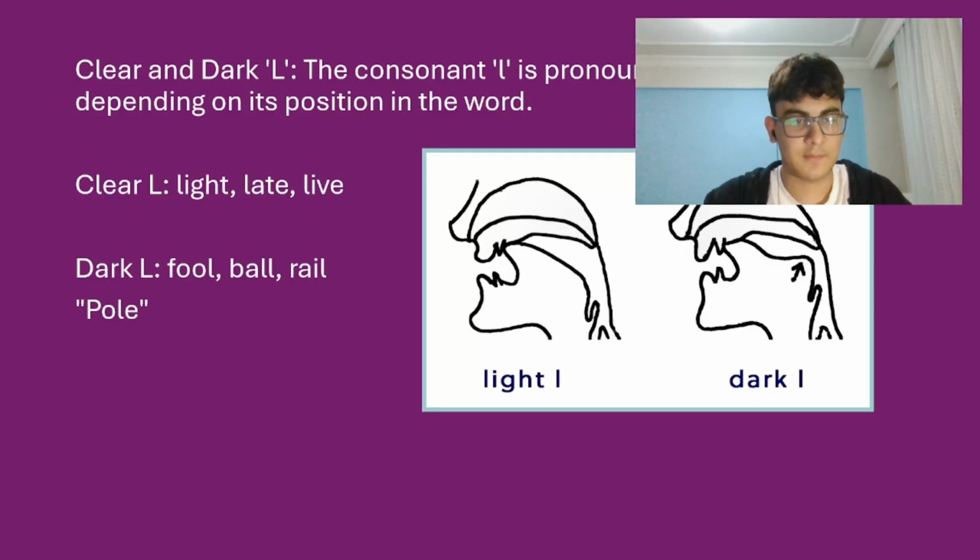We have dark L, which we have in pool, fool, ball, and rail. We still push our tongue to the back of our upper teeth, but we also have this upward motion in the back of our tongue. There's also an example like pole, where the L sound is not at the end of the word, but it's still included in the dark L.